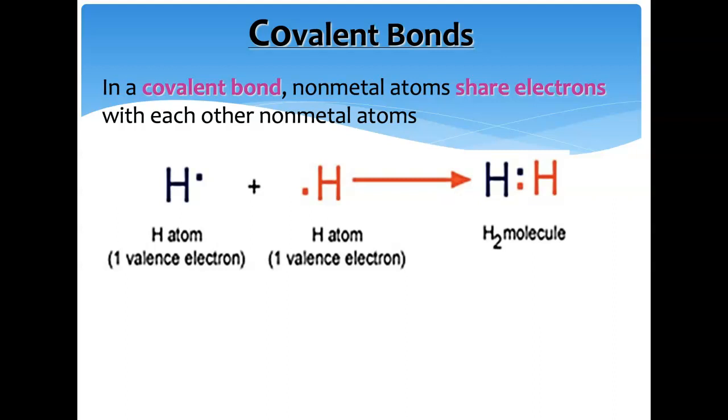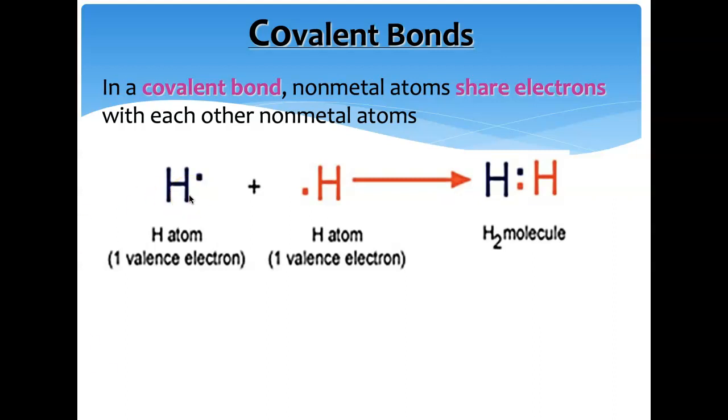So let's jump right in with these covalent compounds. Again, nonmetals sharing electrons. If we take a look at a Lewis dot diagram for hydrogen, or 2 of them, each with 1 valence electron, they would share those valence electrons.